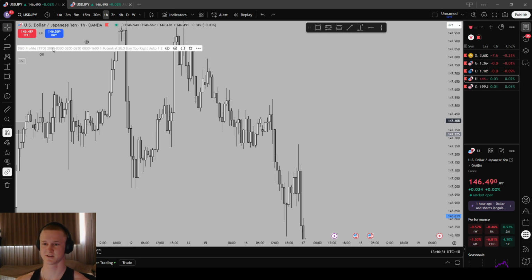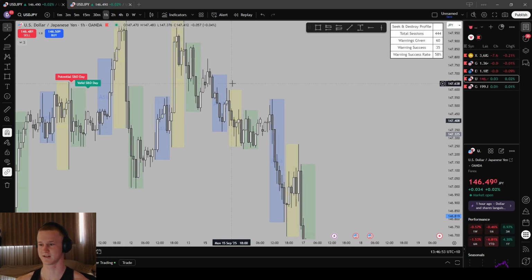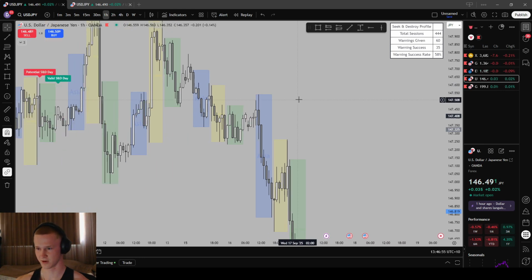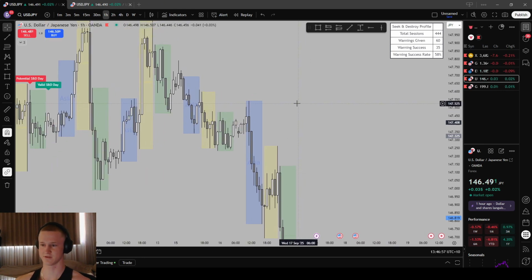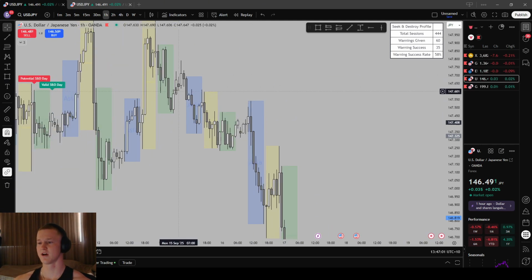So just turning on the session times here, I do really like this indicator. You would have seen me using it before. But regardless, without further ado, let's just get into it. So on my daily outlook, I think it was on Monday, I was initially looking at taking a trade from this zone here on Asia session.